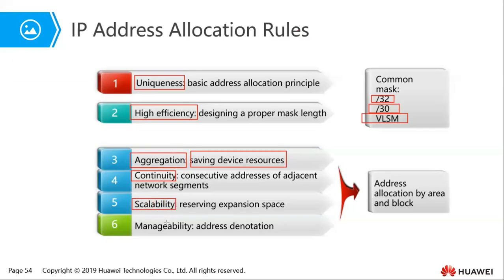Again, scalability. So you need to reserve addresses for expansion. While you're choosing a certain IP addressing scheme, you need to consider scalability. And lastly, we have manageability. Manageability is how you, for example, assign those particular addresses to the end devices.